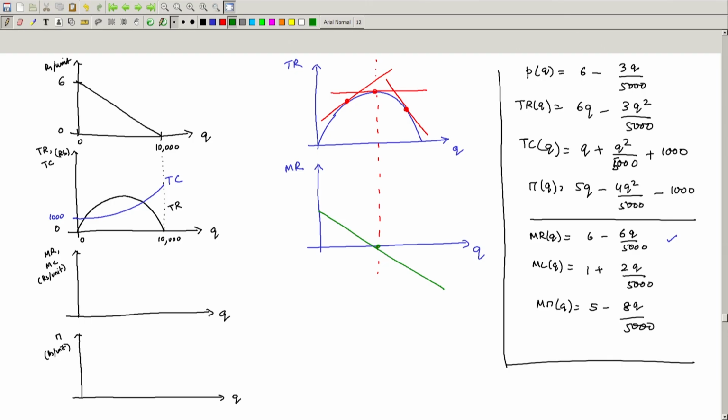Similarly, we can also draw the marginal cost. In our next lecture, I will put all of those together in the marginal revenue, marginal cost graph.